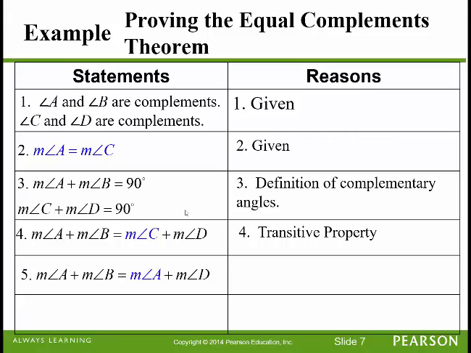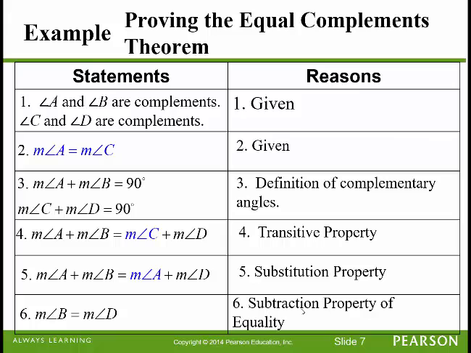Finally, notice I'm going to replace the measure of angle C with the measure of angle A from up here. That's just the substitution property. I'm just subbing it in, replacing it. So then, by extension, the measure of angle B must be equal to the measure of angle D. And that's because I'm going to use the subtraction property of equality and subtract away the measure of angle A from both sides. And that's what I was trying to prove, that the measure of angle B is equal to the measure of angle D.